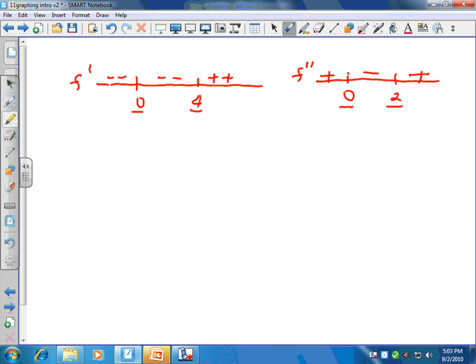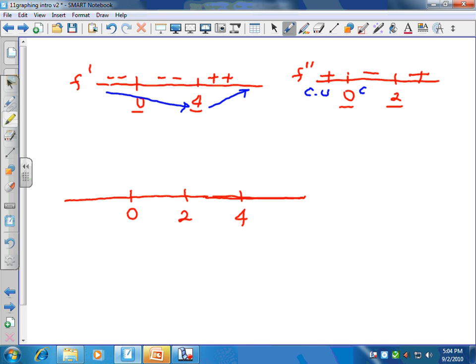Again, this may be a good point to pause the video and then come back and take a look at the solution. I will first put all the important points on a single number line. These points are 0, 2, and 4. From f prime, we know it should be decreasing up to 2, increasing afterwards. From f double prime, it should be concave up first, concave down later, and concave up again.